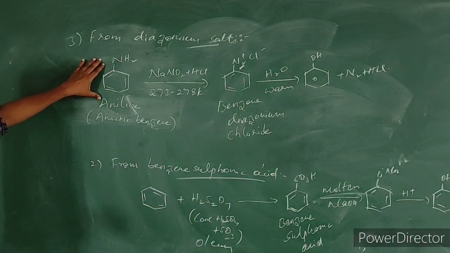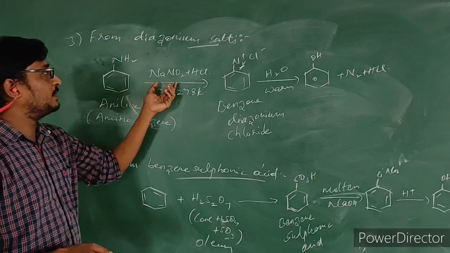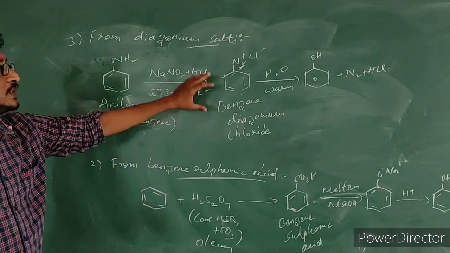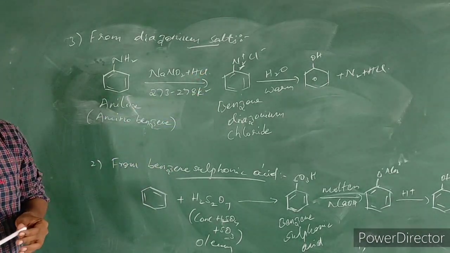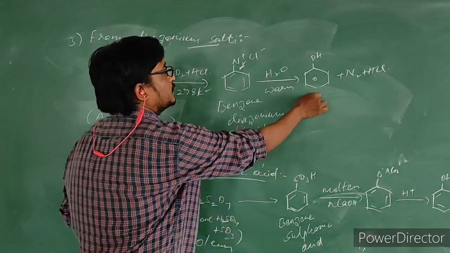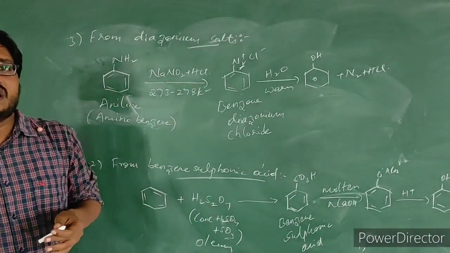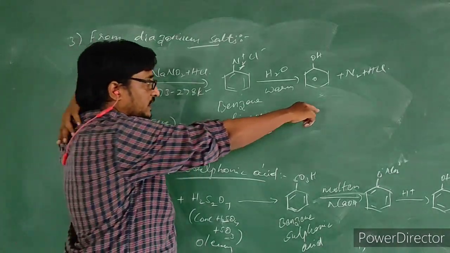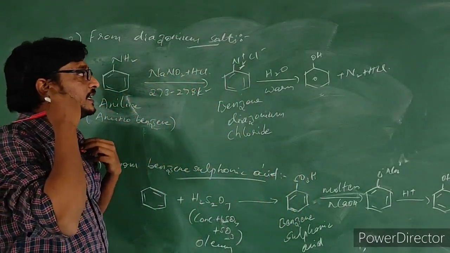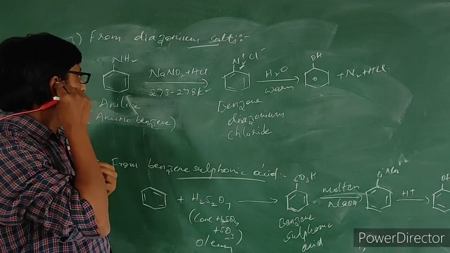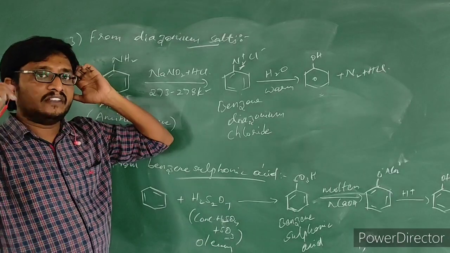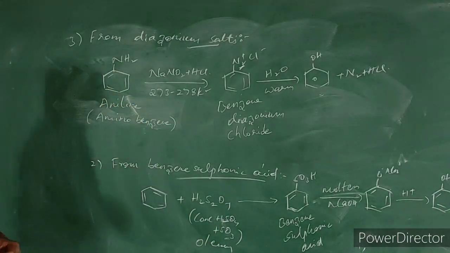I have taken aniline as the reactant. I am treating this with sodium nitrite in presence of HCl at this temperature to form benzene diazonium chloride as the intermediate product. And when this benzene diazonium chloride is warmed with water, phenol gets produced. Along with this, what are the other two products? Nitrogen is one product, and HCl is the other product. So this is from aniline, or from benzene diazonium chloride. Please take this.